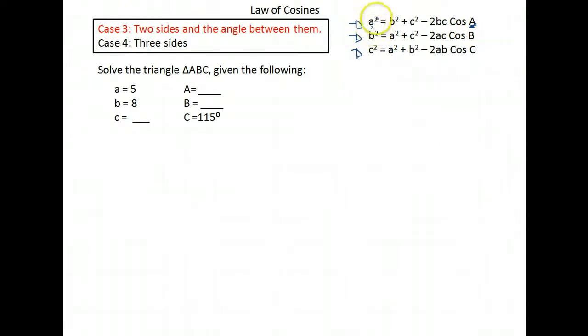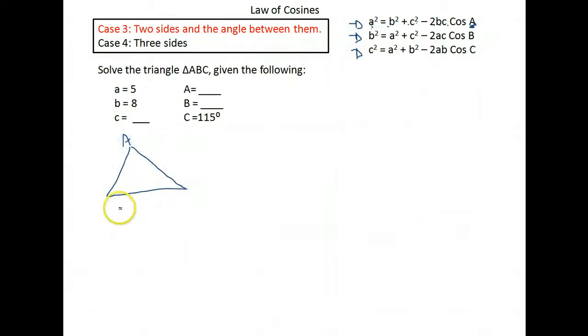So what you do is you take the side you're looking for that's across from your given angle squared, equals the other two sides squared and added together, minus 2 times those sides and the cosine of your given angle. So this is all of your given information on this side, and this would be the length of the side you're looking for. After using the law of cosines, to find the other parts, you can revert back to the law of sines, because generally it's a little bit faster.